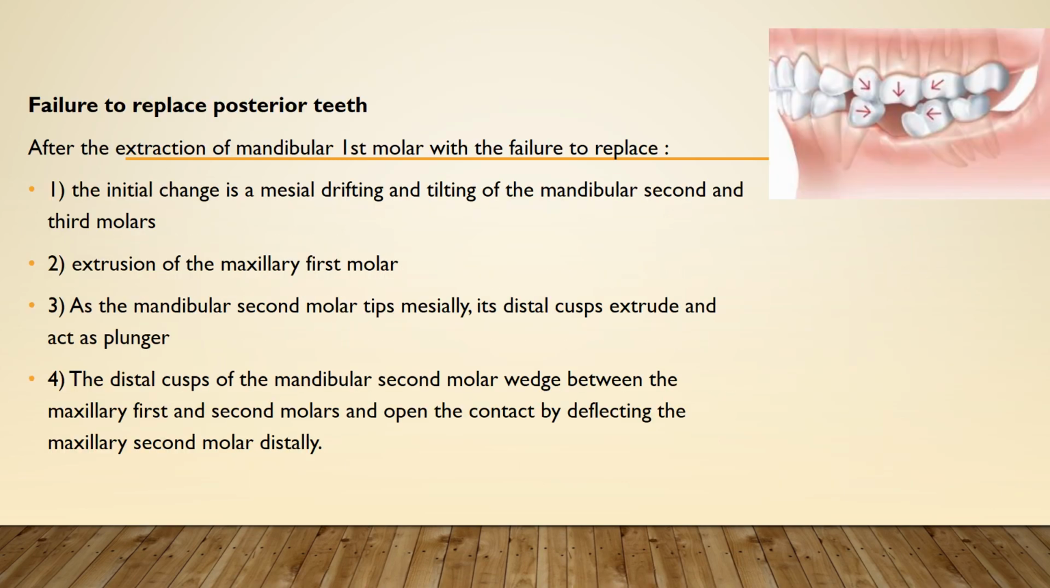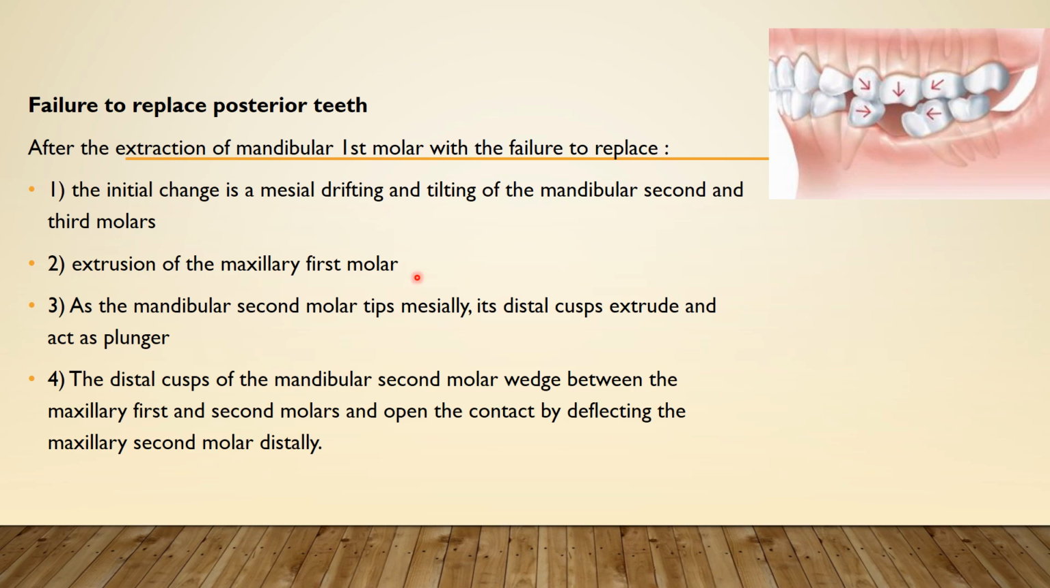And also, what are the reasons for occlusal disharmonies? One of the main important reasons is failure to replace posterior teeth. You can always have an occlusal disharmony or abnormal bite. For example, after extraction of the mandibular first molar with failure to replace it, the initial change is mesial drifting and tilting of the mandibular second and third molars, and obviously there will be extrusion of the maxillary first molar.